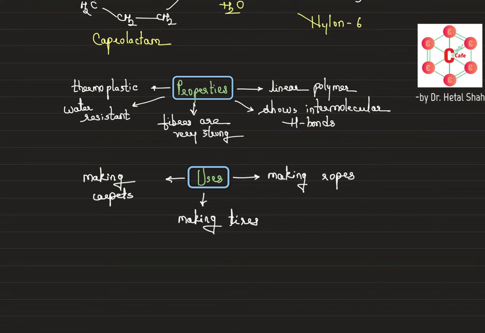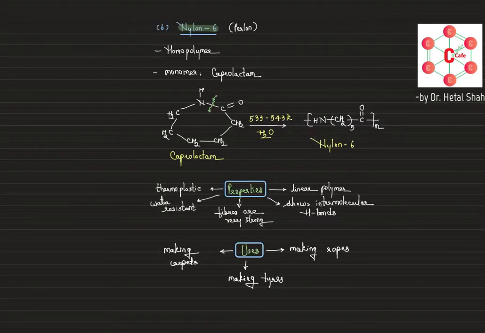Three important uses, because these fibers are extremely strong. They're used for making ropes and even fishing nets, making tires. I'm sorry for the spelling, in just a moment. Tires, and then they're also used for making carpets. So that's it. Just have a look at nylon 6, the preparation and the properties and the uses.